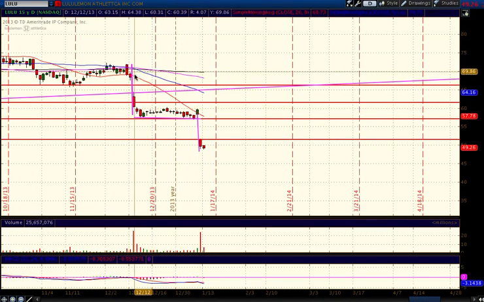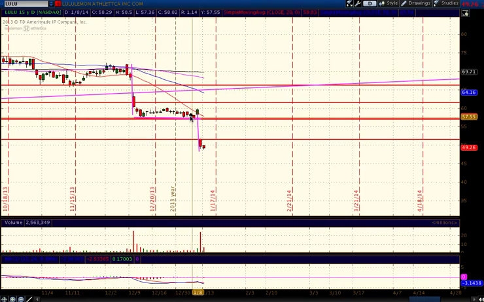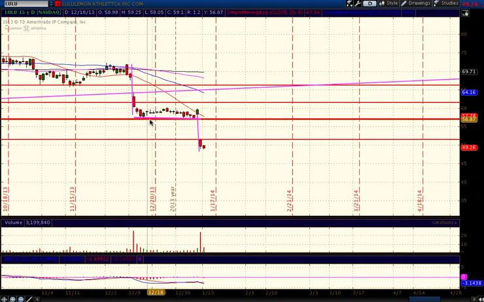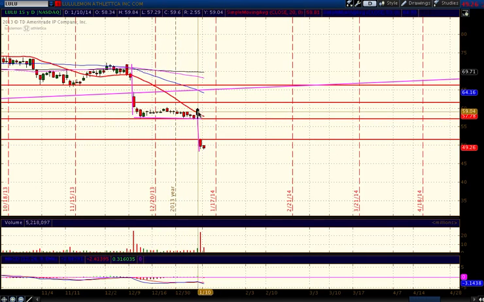Just playing this beautiful bear flag into the moving average. Boom, down it goes. As you can see, I talked about this before. This was a master level. It traded right to it and just consolidated above it. That tells me eventually it's going to break that. It's just building pressure to go lower.